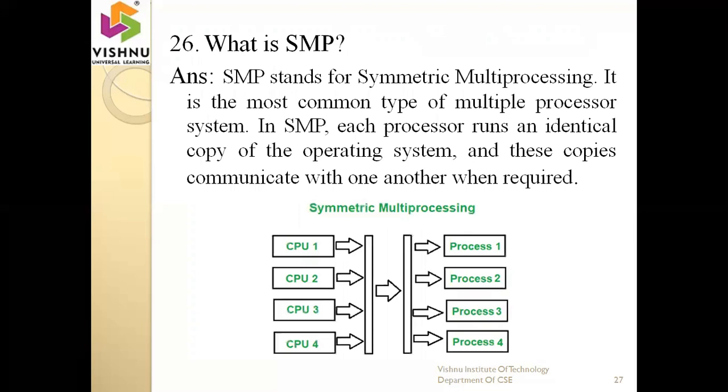Next one is, what is SMP? SMP full form is symmetric multi-processing. The diagram showcases the exact information. Multiple CPUs, multiple processors are there, and these processors can perform different tasks depending upon the situation. This is called symmetric multi-processing. It is the most common type of multiple processor system. In SMP, each processor, that means CPU, runs an identical copy of the operating system, and these copies communicate with one another when required, depending upon the requirement. So this is the topic of symmetric multi-processing.